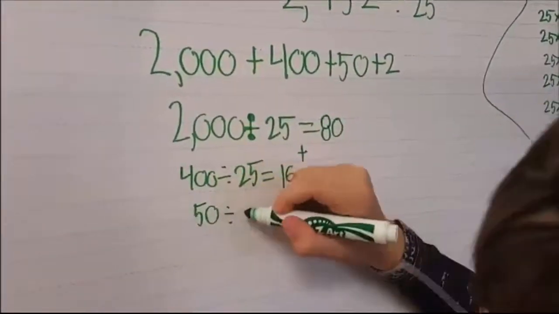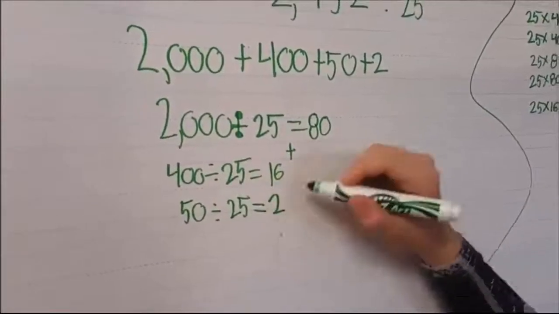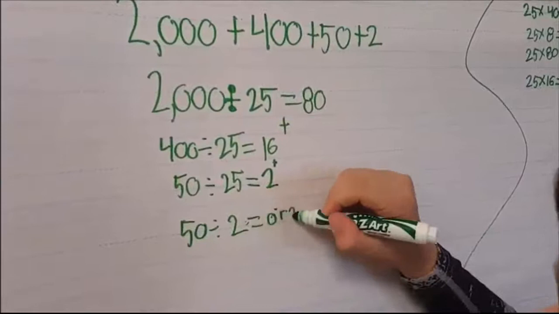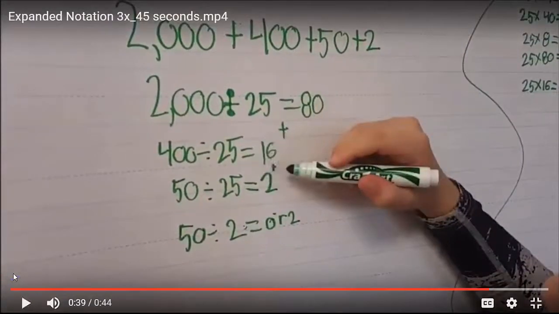He's adding a plus sign between the 80 and the 16 and eventually the 2 to help him remember that he's going to be adding these partial quotients together to get his solution. I've paused the video to point out a mistake that was made.